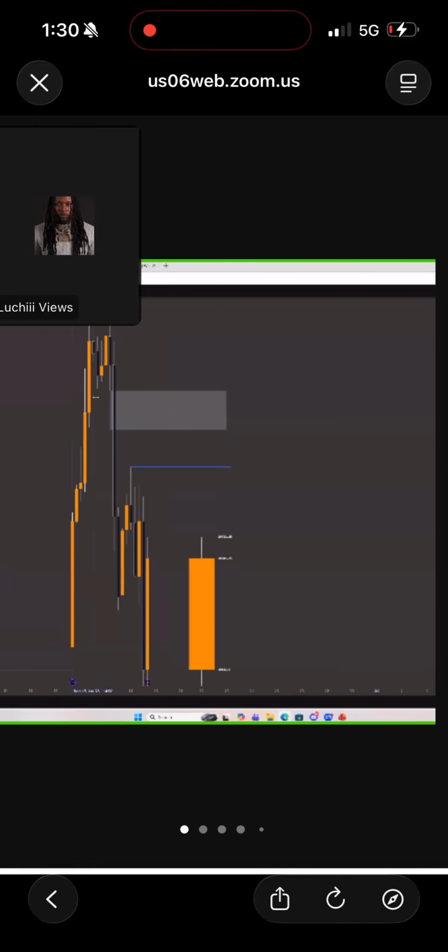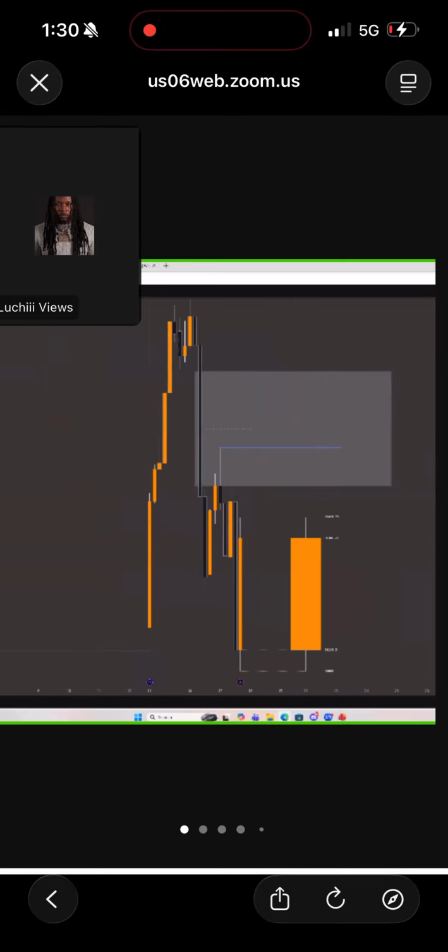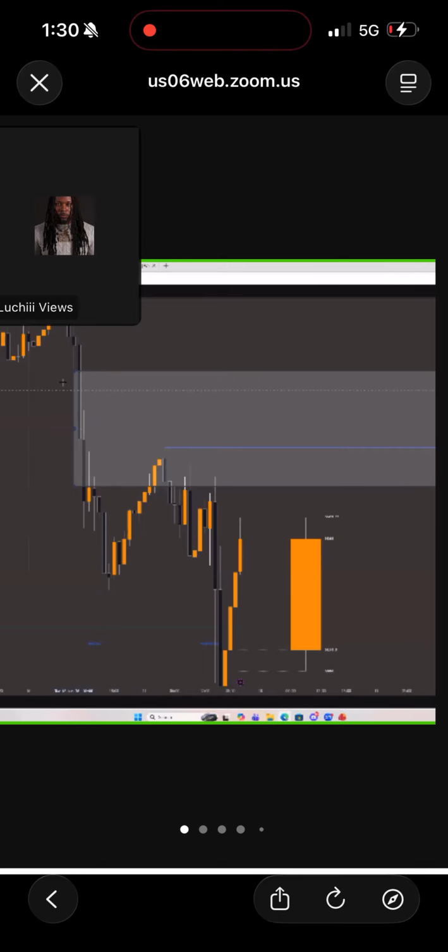And I want to mark out the entire 4 hour fair value gap, right? Why do I want to do that? Because price can either come and tap the CE of this 4 hour fair value gap, or it can go to the 1 hour time frame and tap this 1 hour fair value gap and then reject. Either way it goes, these are my key areas, right?